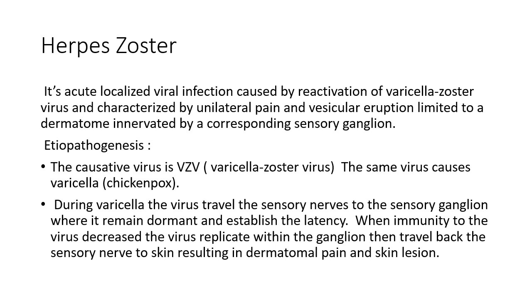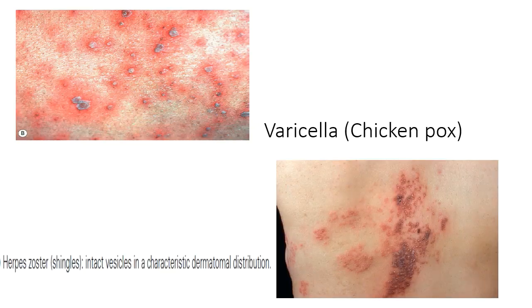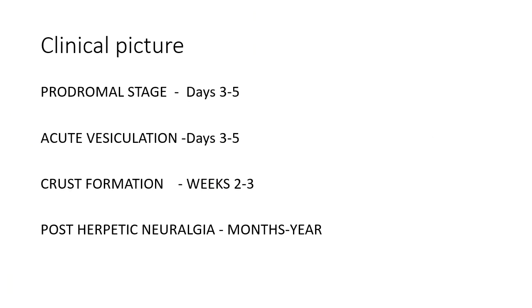Clinical picture: there is a prodromal stage of 3 to 5 days, then acute vesiculation, then crust formation, and postherpetic neuralgia occurs after months to years. The skin lesions: closely grouped vesicles and pustules on an erythematous base. They may appear umbilicated. There is a dermatomal distribution as already shown in the picture, and new lesions continue to appear for a week.